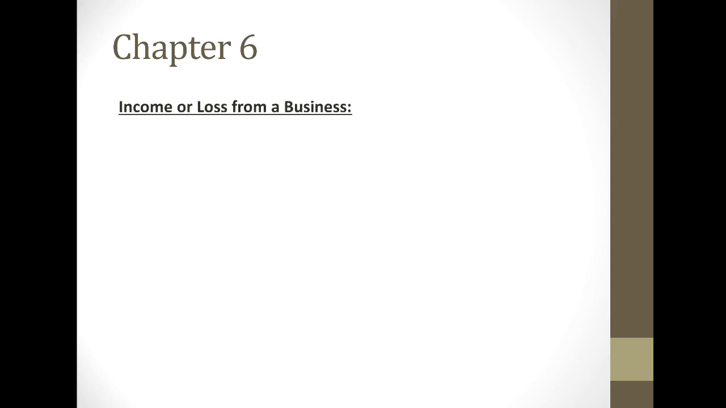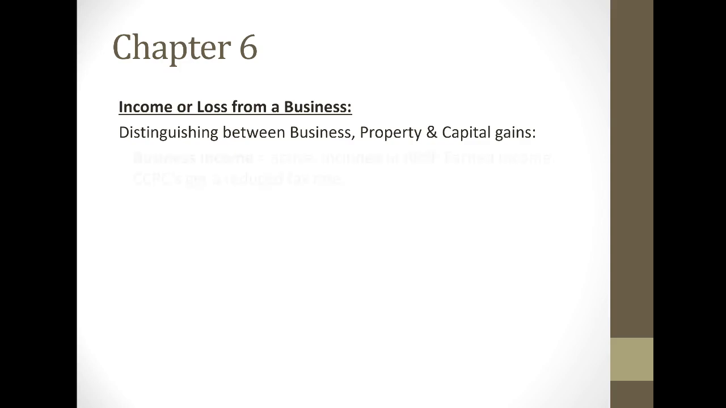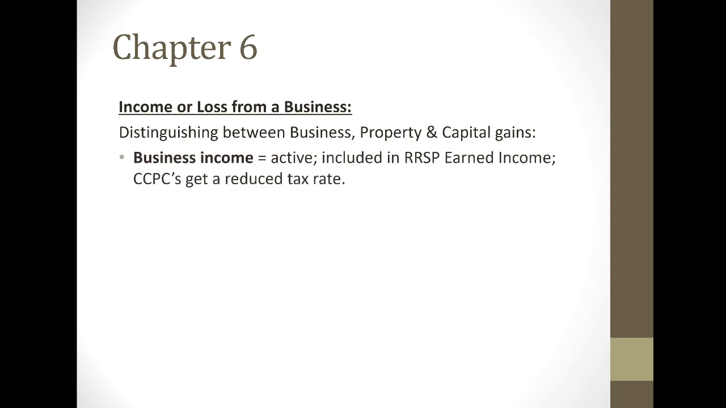Now in Chapter 6 we focused on income or loss from a business. What determines income or loss from a business? Well, it's important to distinguish the difference between business property and capital gains. Business income is something that is active, something that takes energy and activity to generate. And the important thing about classifying income as business income is that for an individual, the business income is added to their earned income for RRSP calculation.